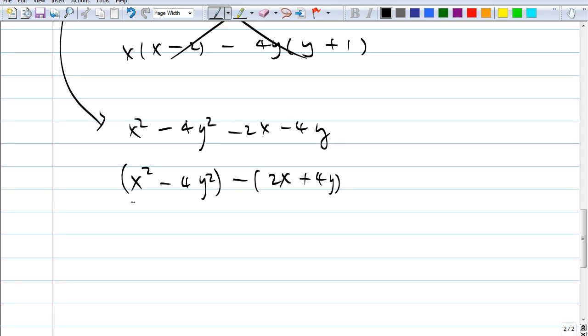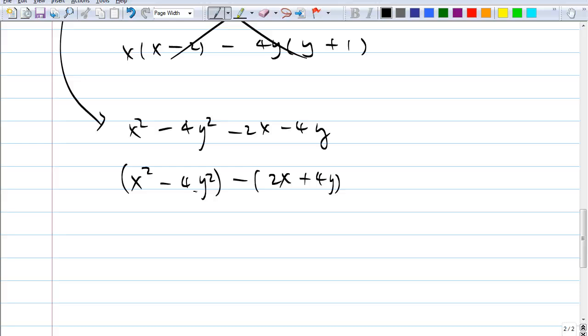Because isn't that what we're looking for? Isn't that why we group them by 2s? Try to factor out the GCF. But even though it doesn't have any GCF, I claim to you that we can factor this binomial. How so? Anybody see it? Difference of squares. Yeah, it's a difference of squares, isn't it?